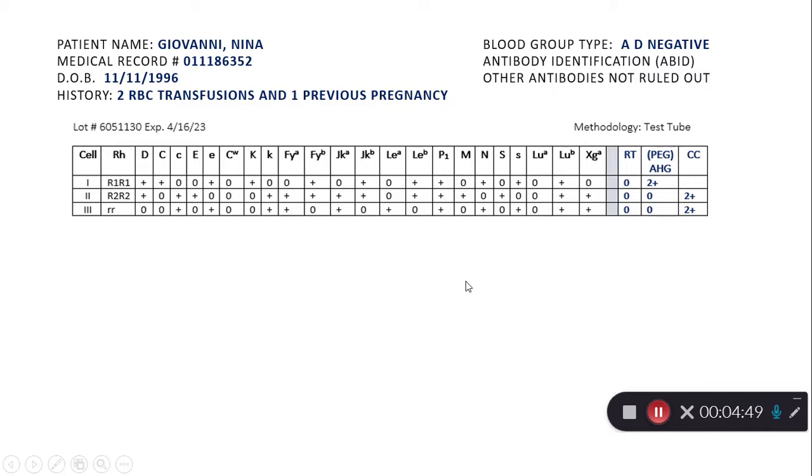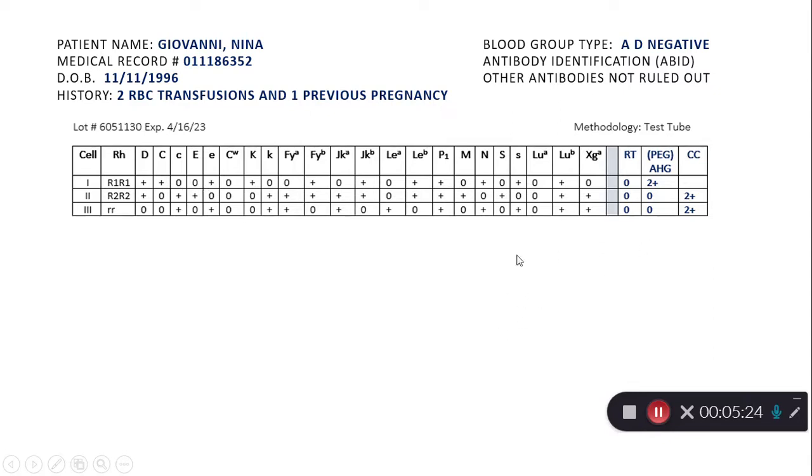We want unexpected, preformed, clinically significant antibodies against red cells. So the pluses and zeros indicate whether that corresponding antigen, if it's a plus, is expressed on that cell. If it's a zero, that antigen is not expressed on that particular reagent cell. So for instance, cell number 1 expresses or has the big D antigen on its surface, the big C, but does not express the little c or the big E antigen.